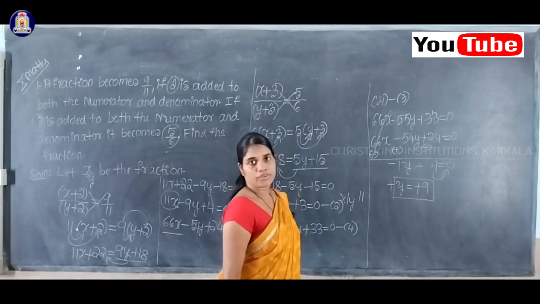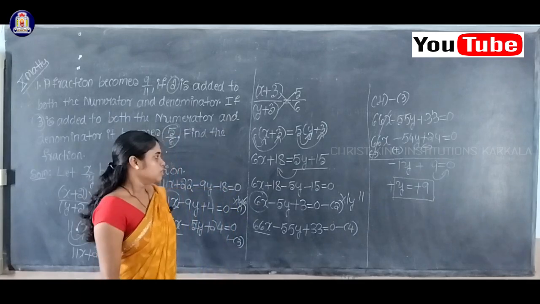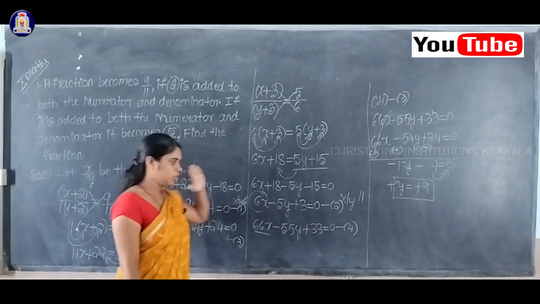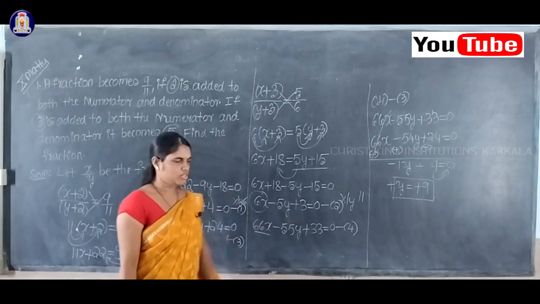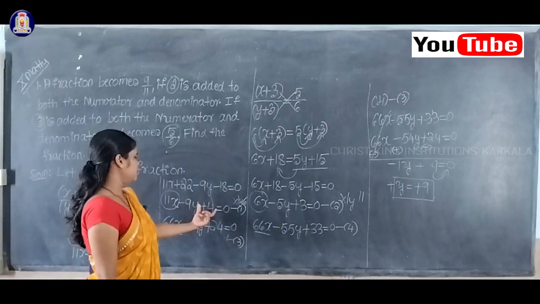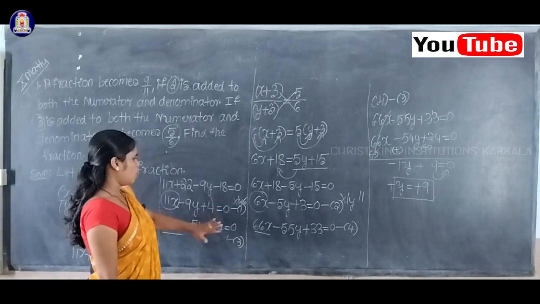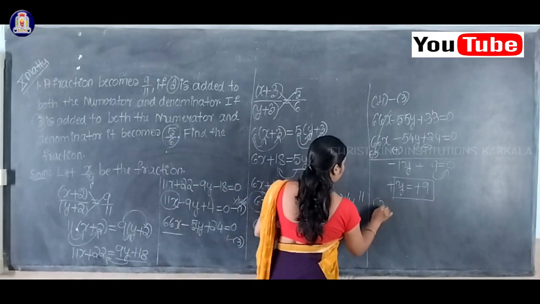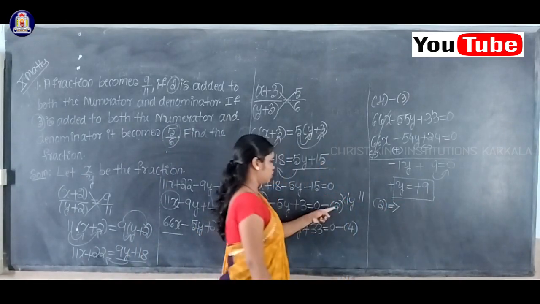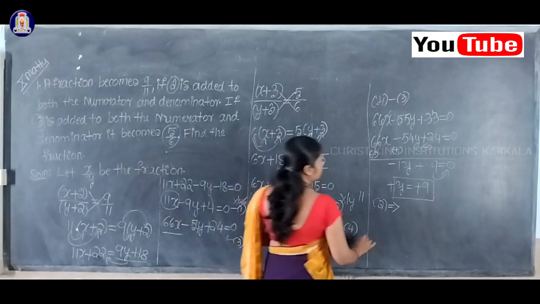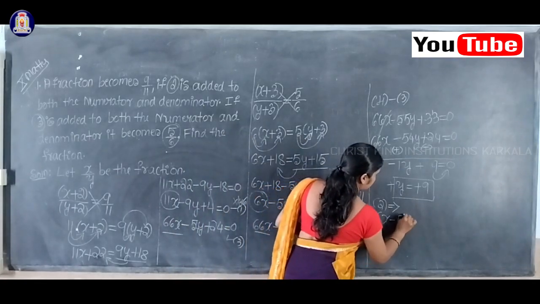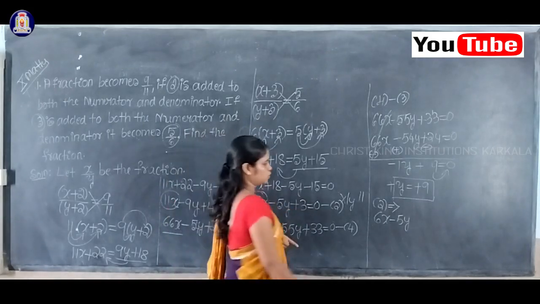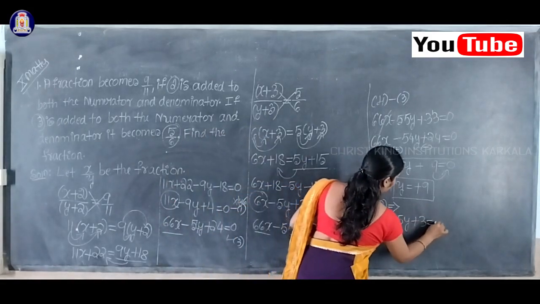So now it remains to find the value of x, isn't it? For that you can refer to equation number 1, or equation number 2, 3 or 4. Any equation you can refer to. I'll choose the simplest equation; equation number 1 or equation 2 you can also choose. I'll choose equation number 2. So equation number 2 is 6x minus 5y plus 3 equal to 0.